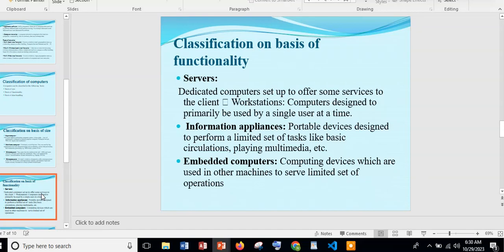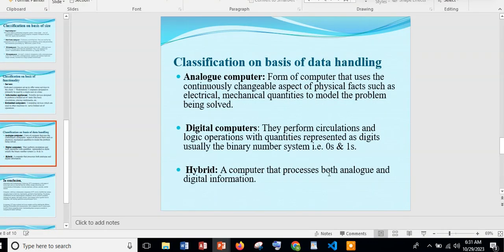Information appliances are portable devices designed to perform a limited set of tasks, like basic calculations, playing multimedia, etc. The fifth one is embedded computers, which are computing devices used in other machines to serve a limited set of operations. The third classification of computers is done on the basis of data handling.